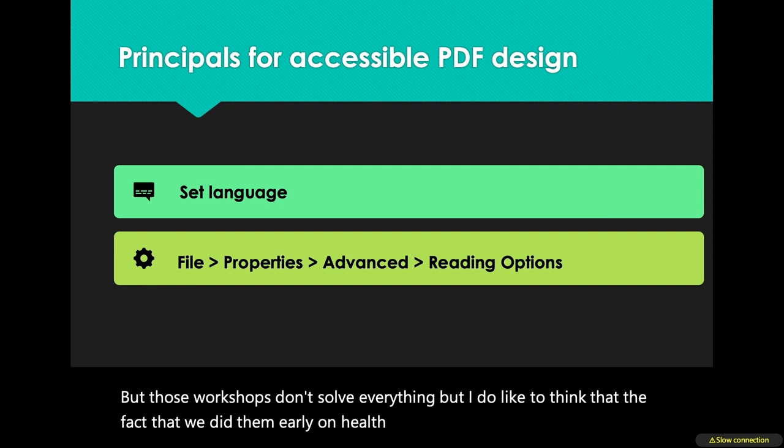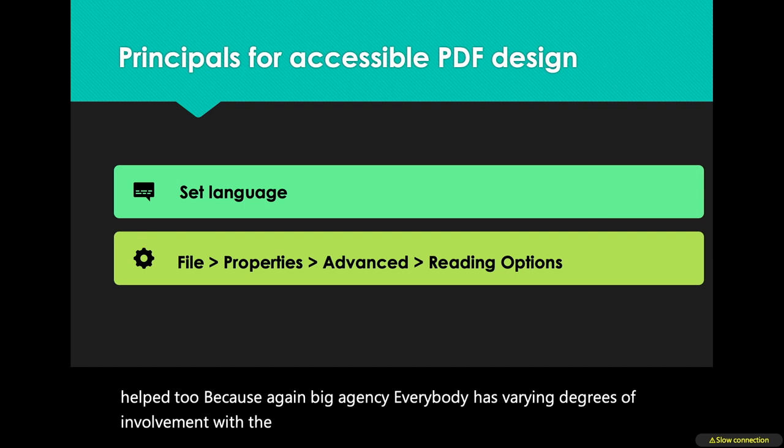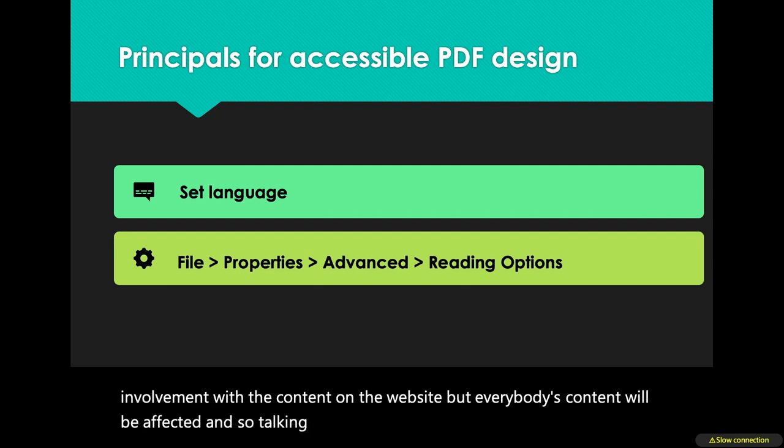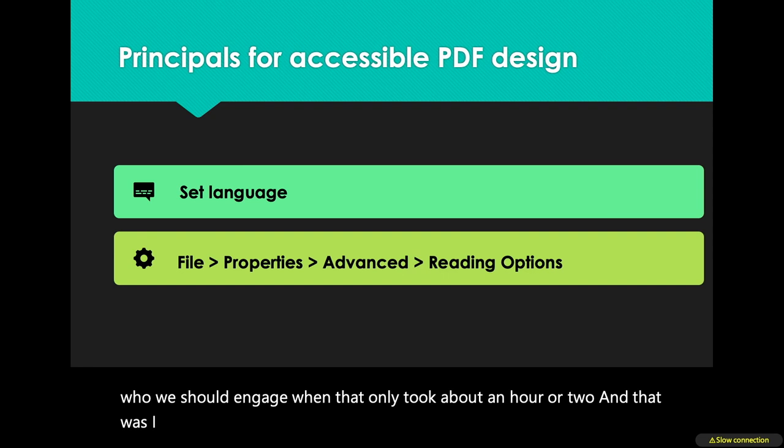And the stakeholder workshop also helped too, because again, big agency, everybody has varying degrees of involvement with the content on the website, but everybody's content will be affected. And so talking to the key people on our project to figure out who we should engage when, that only took about an hour or two. And that was, I think, very helpful in terms of helping us make progress throughout phase one.